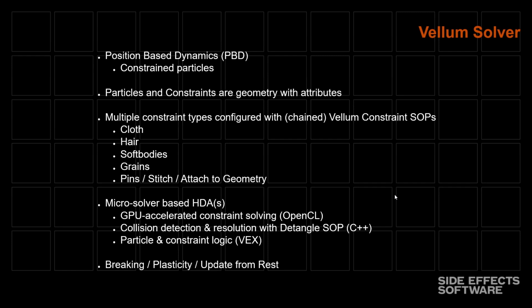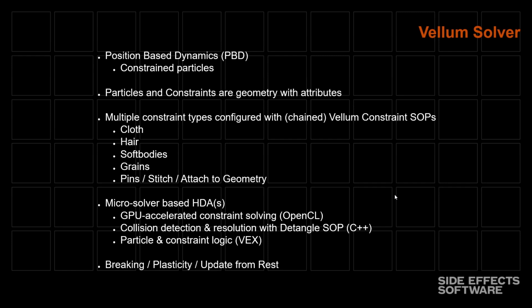that Vellum supports. And an important aspect of the way you represent this data, similar to the Grain Solver, is the particles and the constraints are just geometry with attributes. So the particles are just points. They have lots of attributes that represent the dynamic state of the simulation. And the constraints are also just primitives that have attributes as well. So things like stiffness and rest length.